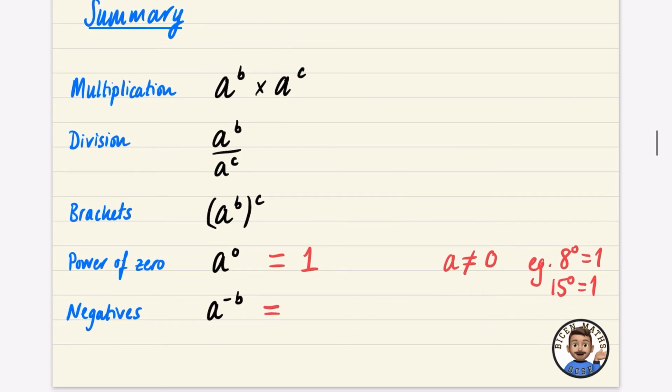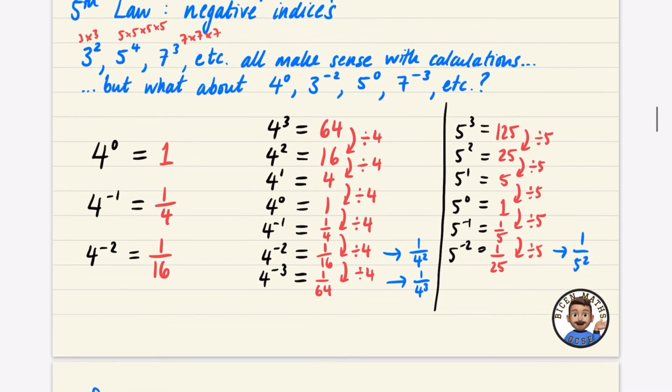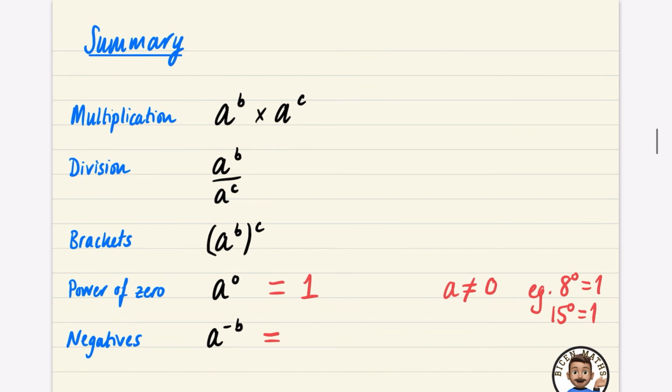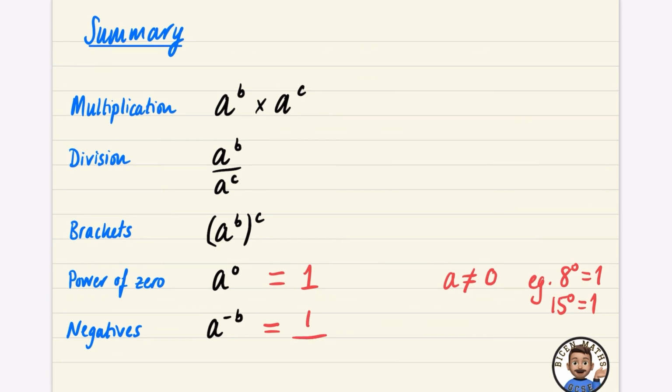Now negatives, let's have a look at the pattern. It seems like when we had these negatives here, when we had 4 to the power of minus 1, we got 1 over 4. 4 to the power of minus 2 was 1 over 4 squared. 4 to the power of minus 3 was 1 over 4 cubed. 5 to the minus 1, 5 to the minus 2. So it looks like what's happening here is we are doing 1 divided by and then making the power positive. So it's going to become 1 divided by a, but we're making the power positive like that. So all of them will be 1 divided by, but you make the power positive.